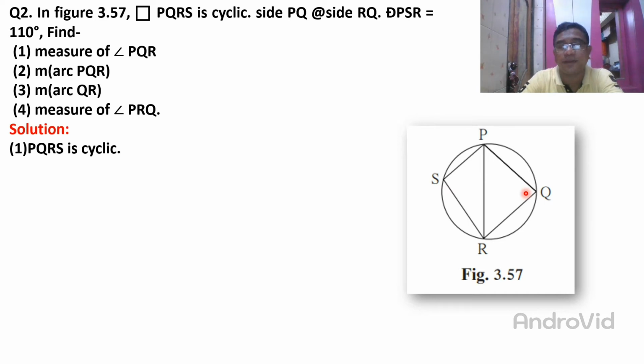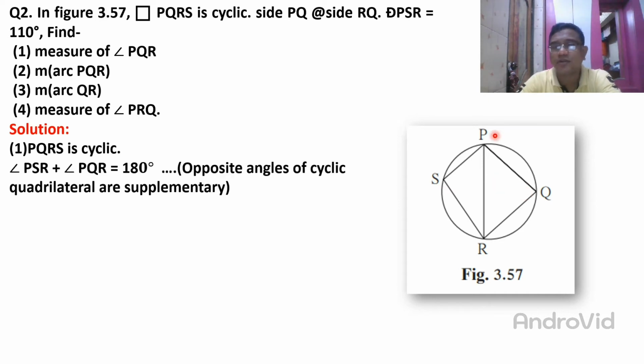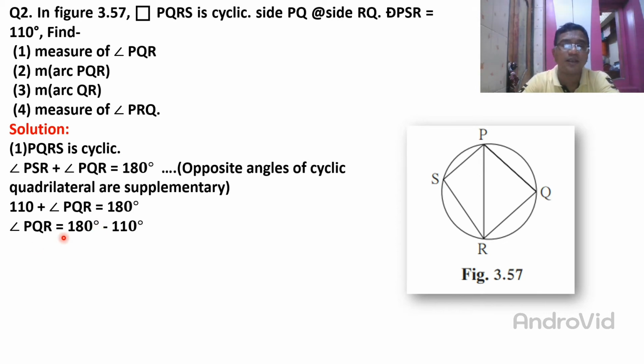Just start to solve this problem. PQRS is a cyclic quadrilateral. So angle PSR plus angle PQR is equal to 180 degrees, because opposite angles of a cyclic quadrilateral are supplementary. Substitute the value of PSR. So 110 degrees plus angle PQR is equal to 180 degrees. 110 is positive, it goes across as negative. So angle PQR is equal to 180 degrees minus 110 degrees. So 180 minus 110, angle PQR is 70 degrees.